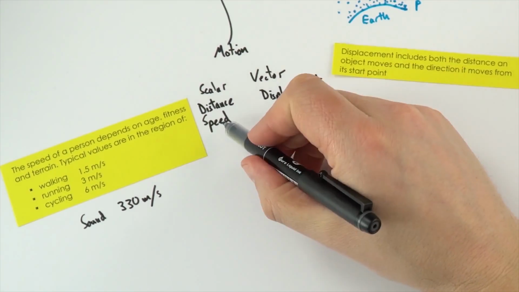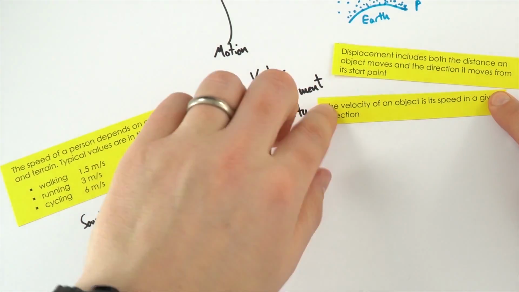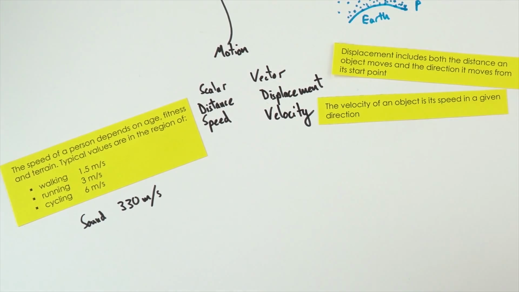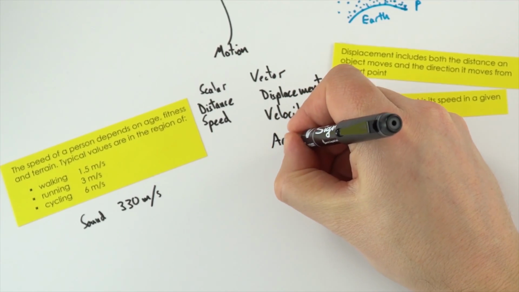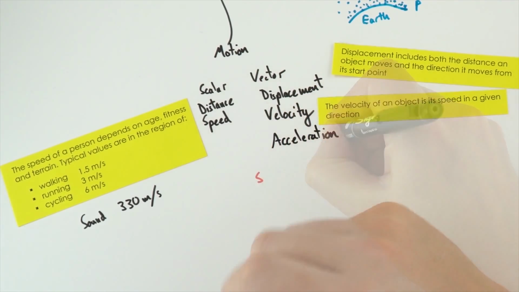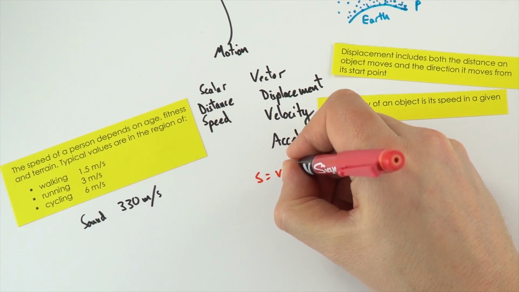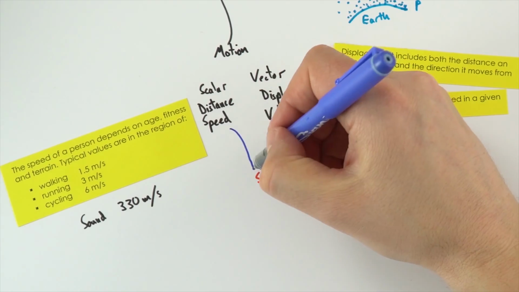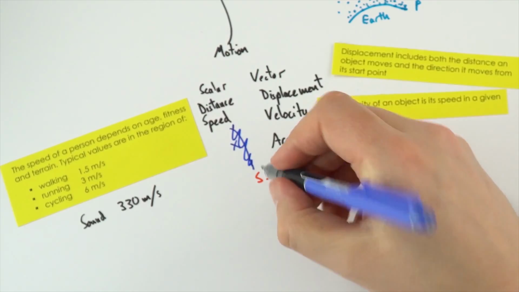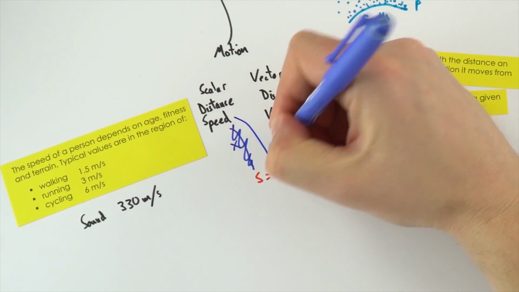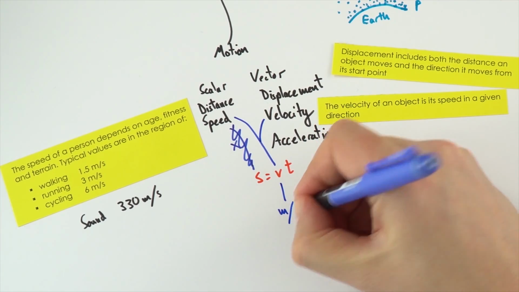Another vector quantity, a bit like speed, is velocity. At GCSE, we define velocity of an object as the speed in a given direction. And we can also look at how quickly this velocity changes, which is then our acceleration. Now, looking at the relationship between distance and speed, we can say that s is equal to vt. Now, this is confusing. We don't use the letter s for speed. That's just something that we don't do. Instead, we use the letter v to represent speed or velocity, and this is measured in meters per second.